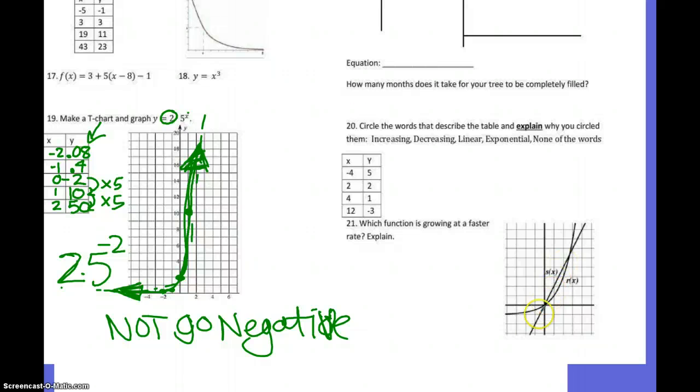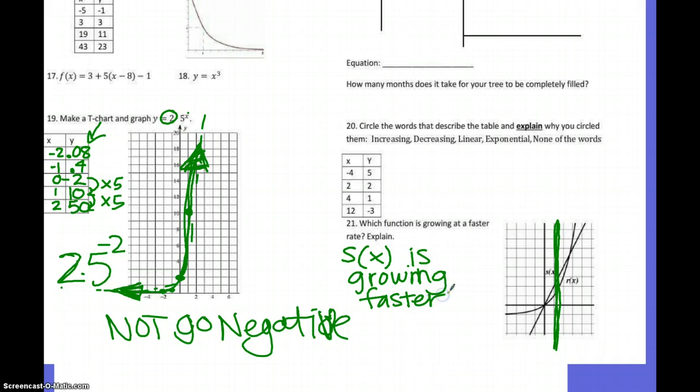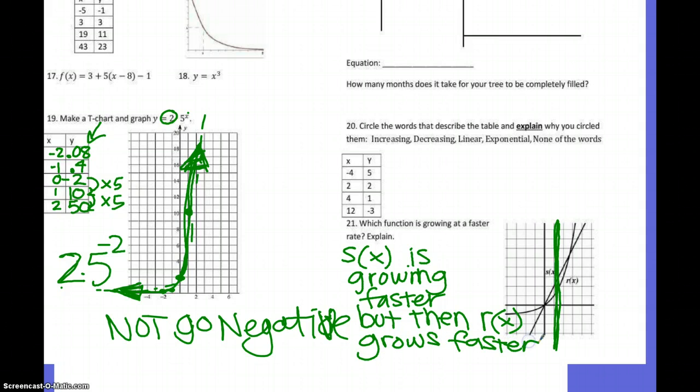So if you look at S, it kind of looks like S is growing faster at the beginning. So I might even say that. I'd say S is growing faster, but then G, or what is that? R of X is, but R of X grows fastest over time. And the reason why is because R of X is exponential.